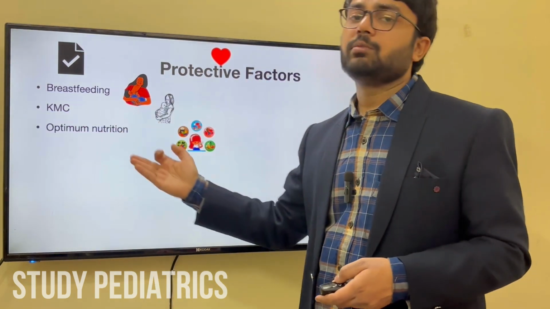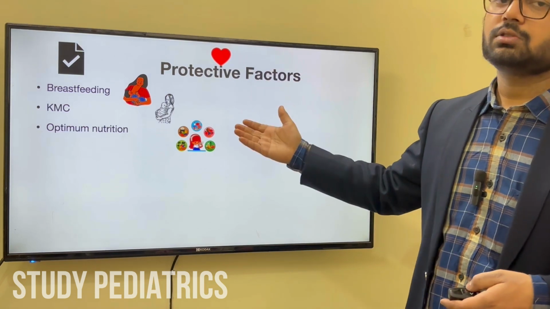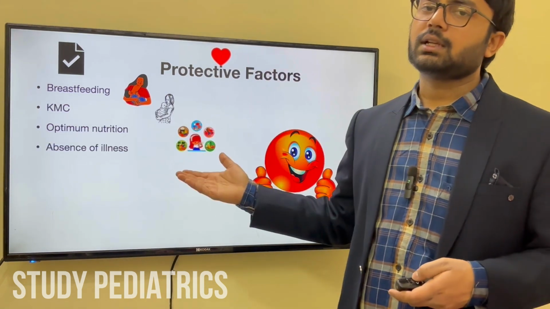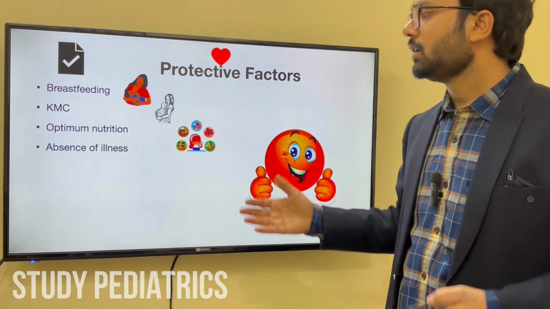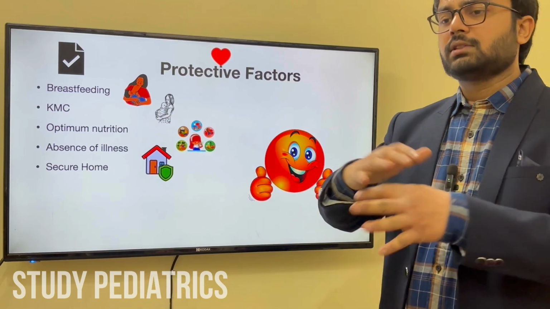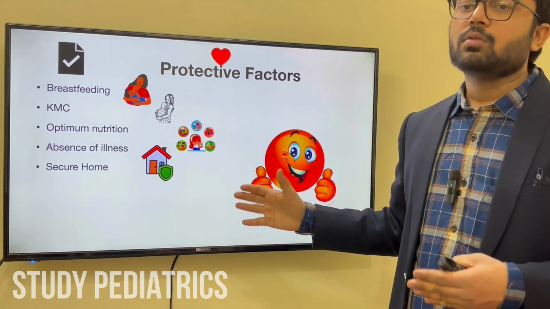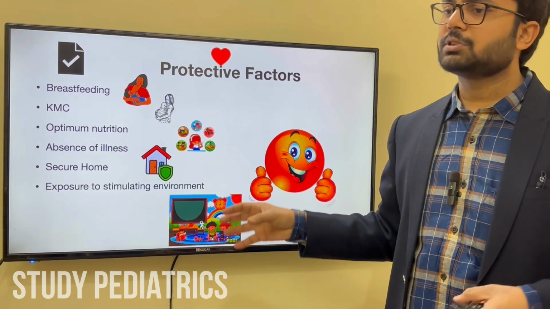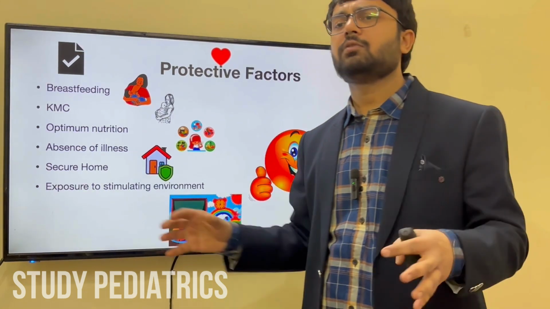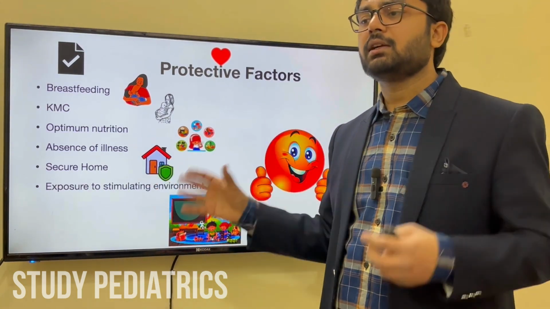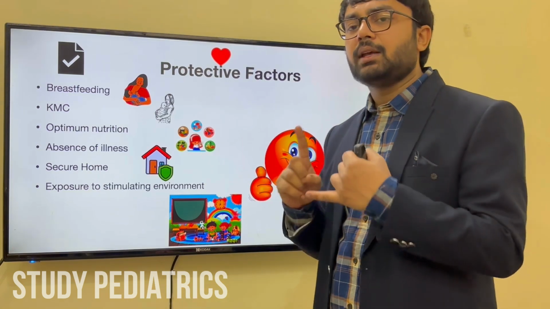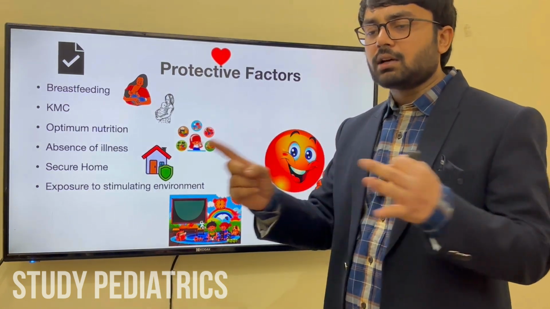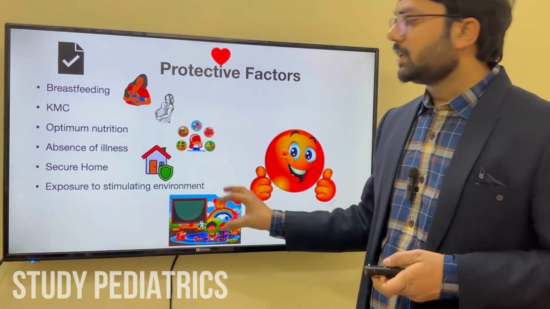Next comes the optimum nutrition. A well nourished child has better development. Absence of illness. No illness, better development. Secure home. A secure home results in better development. Exposure to a stimulating, cheerful, playful environment results in better development. So the child playing with toys, playing with other kids, leads to better development.